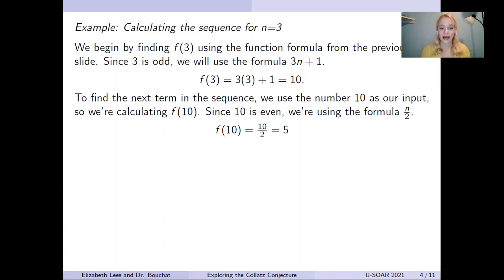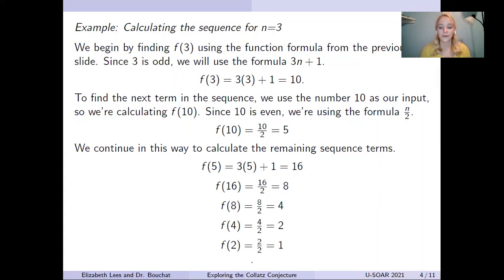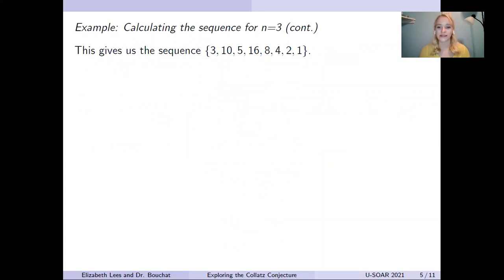Now we take that number 10 and put it in as our next input. Since 10 is even, we use the formula n over 2, and 10 divided by 2 is 5. That becomes our next input, and we continue doing that. When we plug in a 5, we get 16. 16 gives us 8, 8 gives us 4, and so on until we get the whole way down to the number 1. So that gives us our sequence, and we can see that we do get down to the number 1.